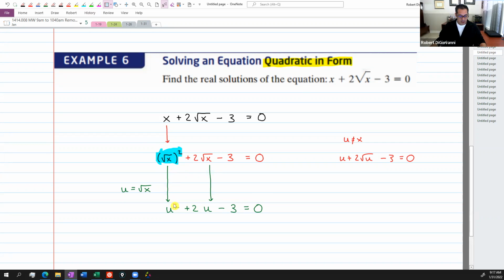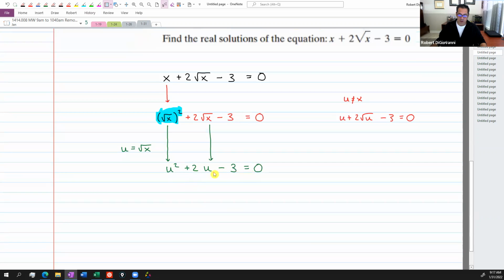So this now becomes u squared plus 2u minus 3. Now this is a quadratic, right? This is now a quadratic. And I'm gonna write something down here because this is like terminology, language. The way you'd say this is a quadratic in u, meaning that it's a quadratic equation in the variable u.